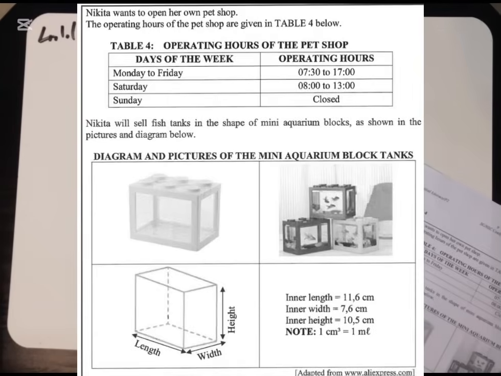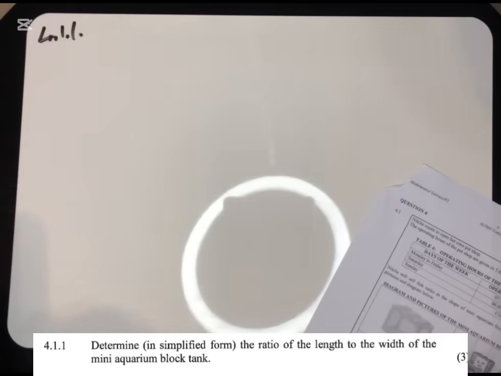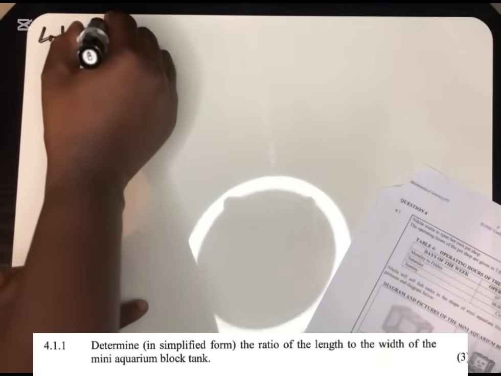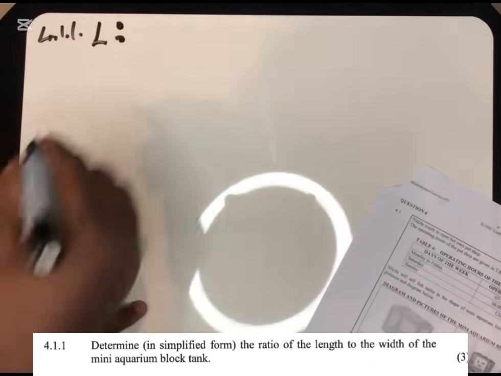The inner length is 11.6 centimeters. Inner width is 7.6 centimeters. Inner height is 10.5 centimeters. Note that 1 centimeter cubed is the same as 1 milliliter. The first question says: determine, in simplified format, the ratio of the length to the width of the mini aquarium block tank.